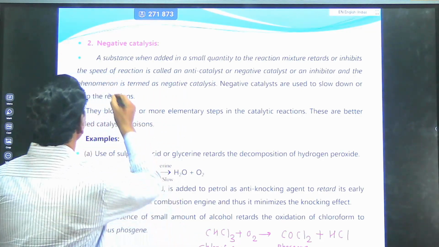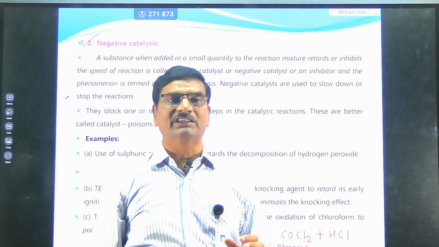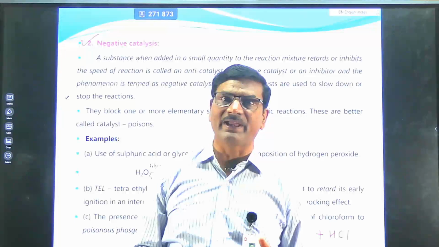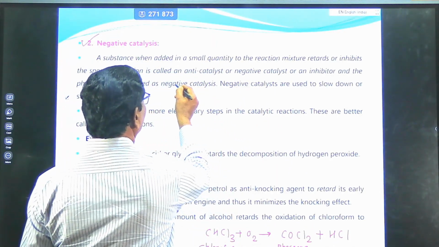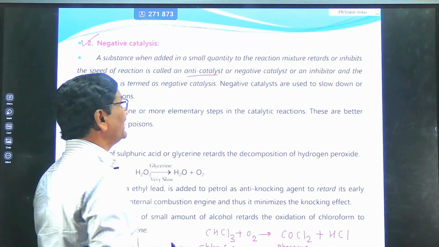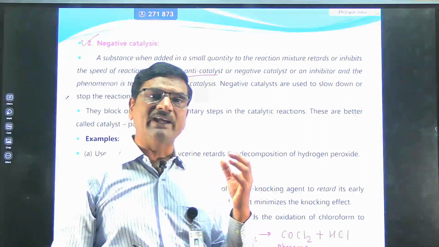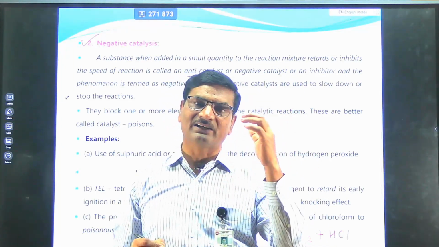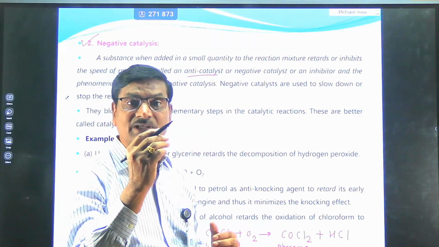Then next, what is meant by a negative catalyst? A negative catalyst inhibits, or decreases, the rate of reaction. It is also called an anti-catalytic reagent. Suppose you want to slow down a reaction; slowing down the reaction can be carried out by using certain substances.